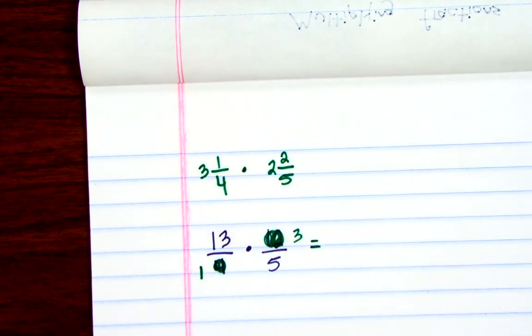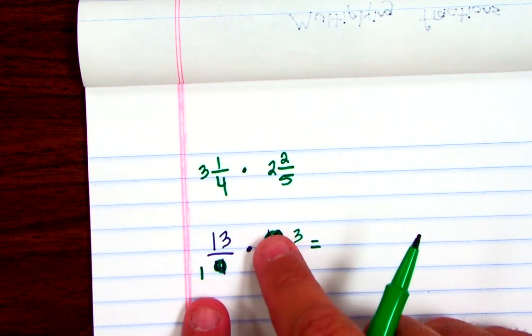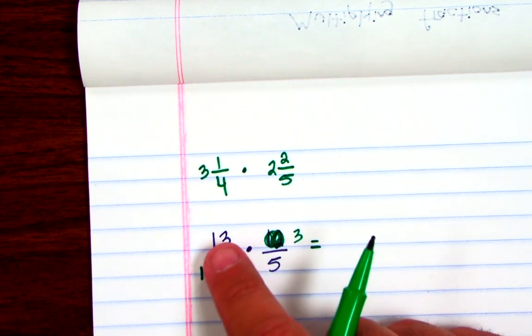Now we can multiply straight across. Now, some of you are like, what did he just do? What happened to the 12 and the 4? I literally just simplified the 4 and the 12. That way I'm not having to multiply such big numbers.